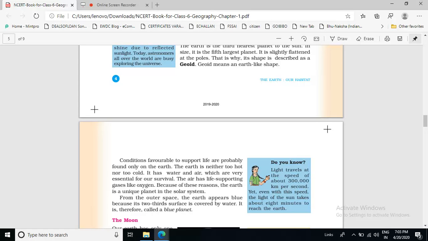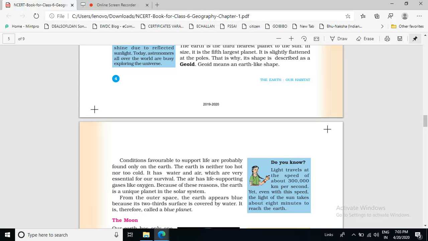And why does life exist on the Earth? Because there are some conditions existing on the Earth which are favorable for life. For example, the first thing which we experience on Earth is that the Earth is neither too hot nor too cold. Okay, the temperature of the Earth is very much suitable for human beings.